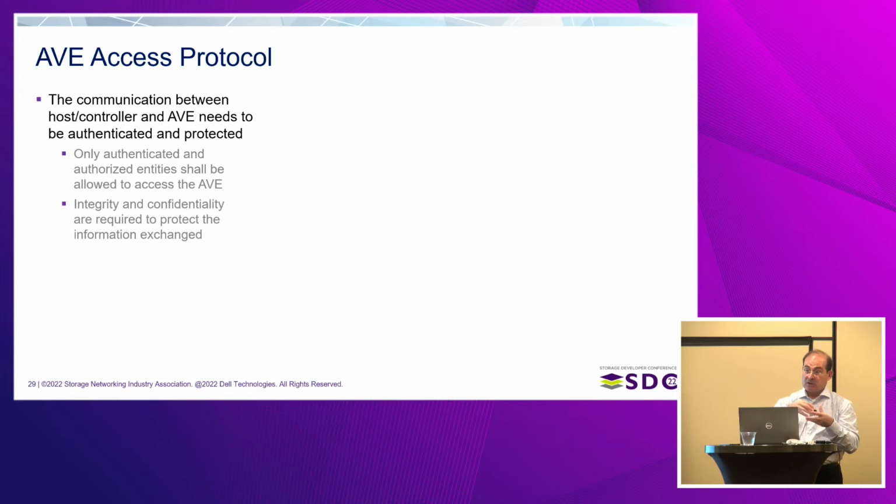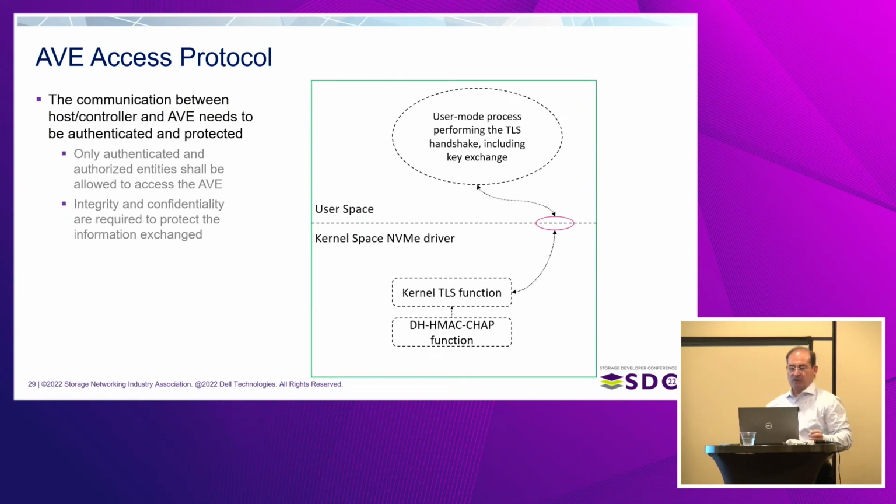Otherwise, even though you exchange the augmented challenge, you lose the augmented security of the Diffie-Hellman exchange that happened during the DH-HMAC-CHAP protocol. A common way in which, as an example in Linux, TLS and DH-HMAC-CHAP have been implemented is represented in this diagram. We have in the kernel driver the kernel TLS function, and the DH-HMAC-CHAP function has been implemented with the possibility of TLS concatenation, represented by these arrows here.